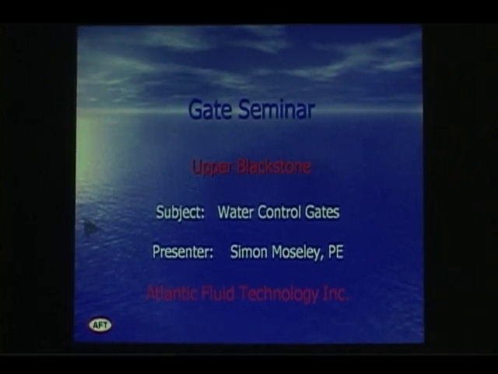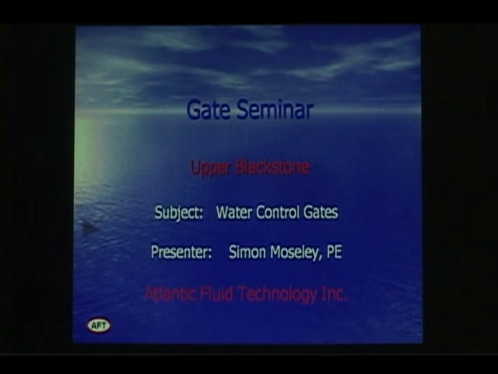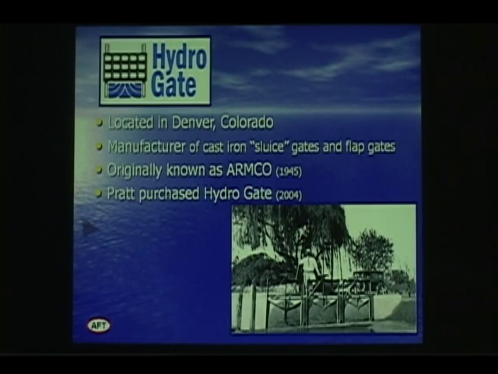The training today is going to be on cast iron slide gate, cast iron sluice gate. Hydrogate is located in Denver, Colorado. They have been around for a number of years, since back in the 40s. They started out in a lot of irrigation systems, and they're one of the leaders in cast iron sluice gates. Here you just have a vintage photo of some of their gates back in the 40s and 50s.